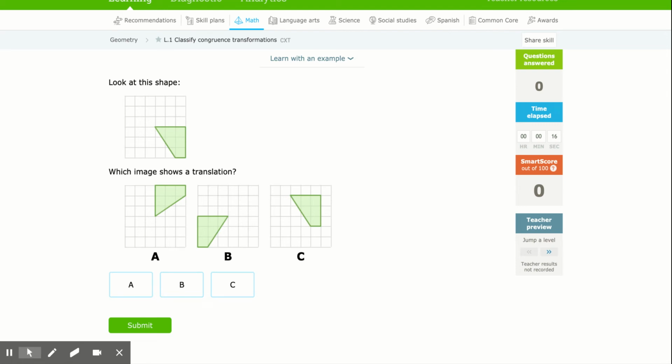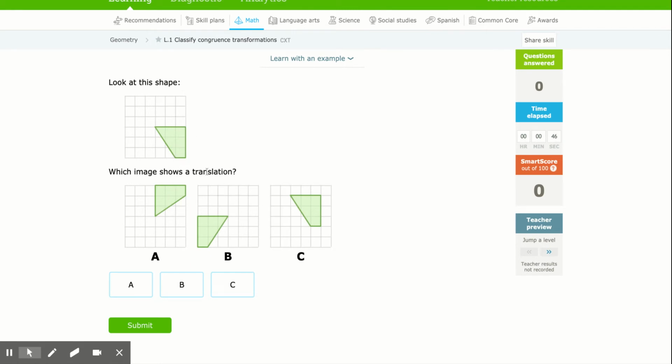Welcome. In this lesson, we're going to talk about three types of transformations that preserve congruency, that doesn't change the size or shape of a figure. It might change its orientation and its position, but its size and shape do not change. Those three transformations are a translation, a reflection, and a rotation. All I want you to do in this lesson is be able to decide which is which.